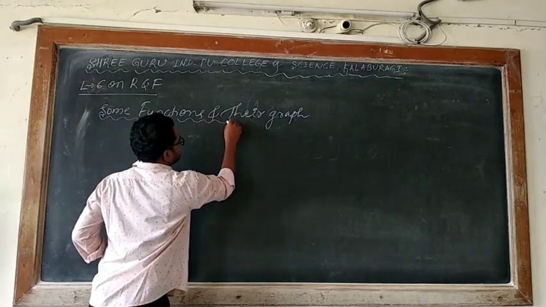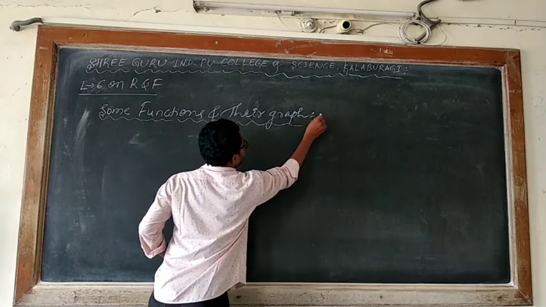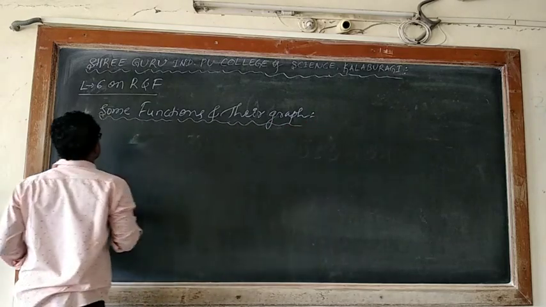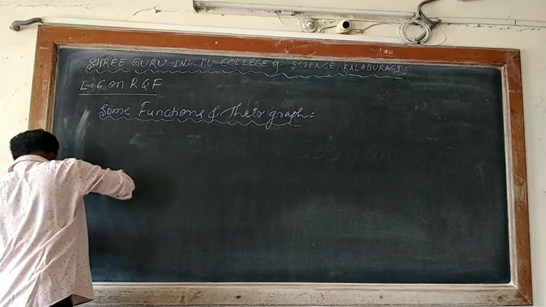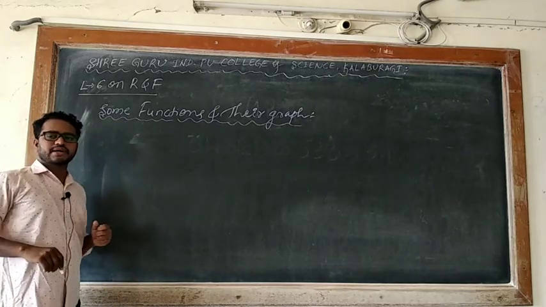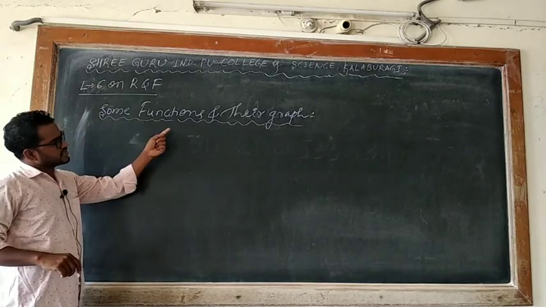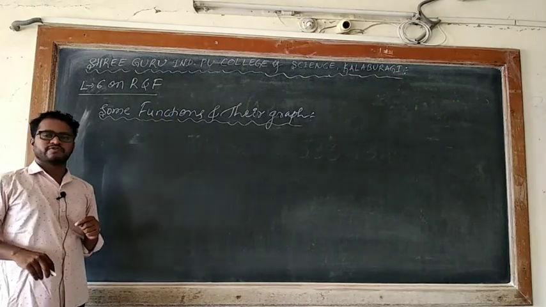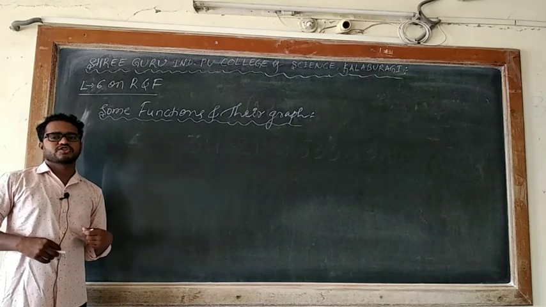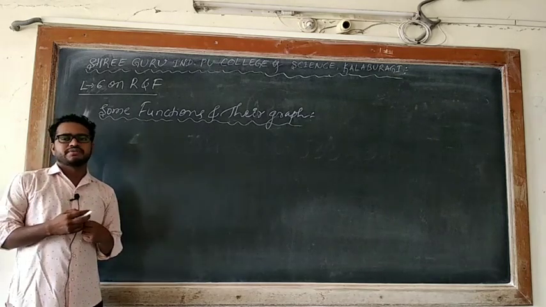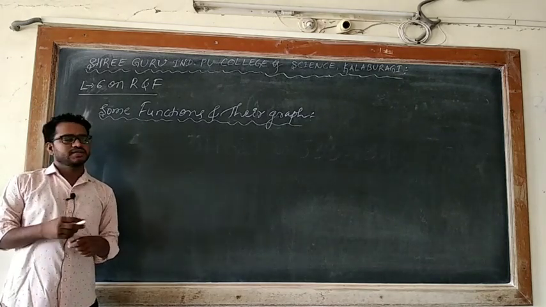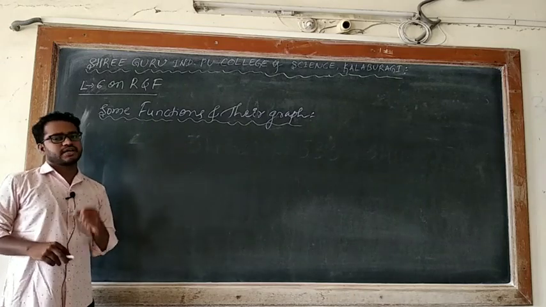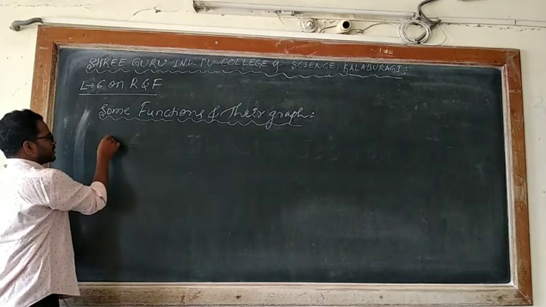This is a 5 marks question. On the basis of this, you will get a 5 marks question in the exam. Some functions and their graphs. In this session, we will deal with some functions: what the functions are, what their domain is, what their range is, and we will also take their graphs. I will take them one by one.